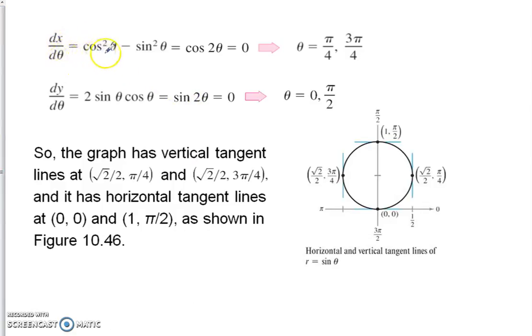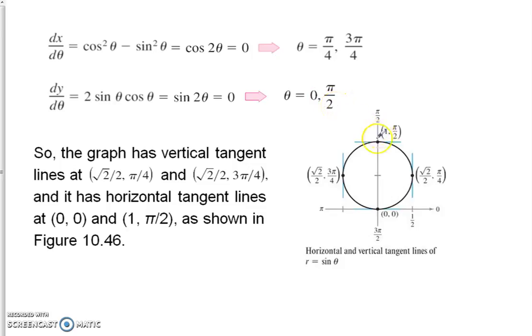dx d theta is cosine squared theta minus sine squared theta, which is a double angle formula, which you may or may not know. It's good to have those handy on that sheet. And so when does that equal 0? When theta is pi over 4. Just a reminder, cosine is 0 at pi over 2, but if it's 2 theta, we have to divide that by 2, so we get pi over 4 and 3 pi over 4. dy d theta equals 2 sine theta cosine theta, another double angle formula. That equals 0 in a similar vein when theta equals 0 and pi over 2.